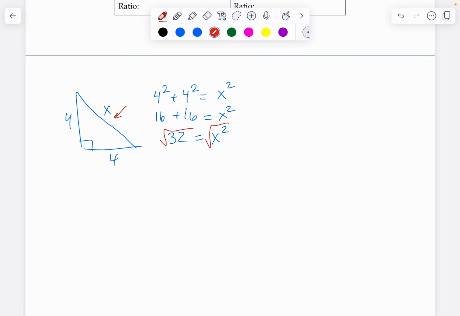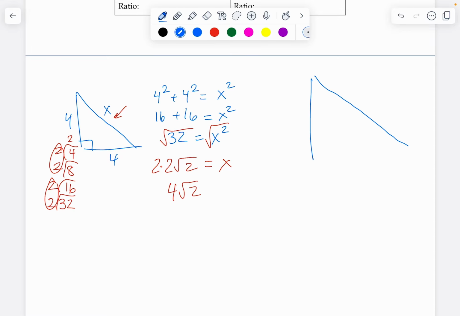And when I do that, 32, if I divide by 2 and divide by 2 and divide by 2 and divide by 2, I end up with 2 pairs of 2 and a 2 left over. This is a 2 times a 2 times the 2 left over, and the square root of 2. This is 4 root 2. Okay, let's look at another one.